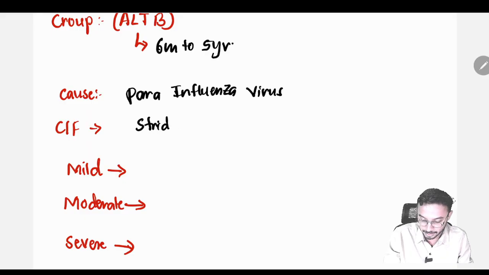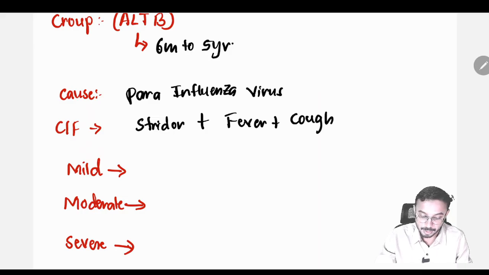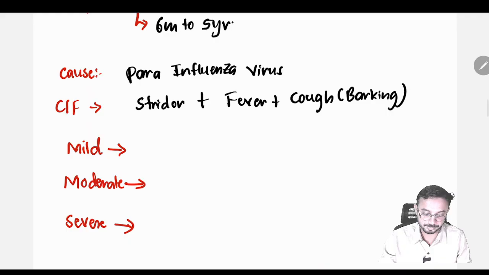This is also an upper airway obstruction. Stridor is present plus a viral disease. So that's why fever will come into action and cough is present. So what kind of cough? Barking cough. Okay. These are all clinical features of croup.